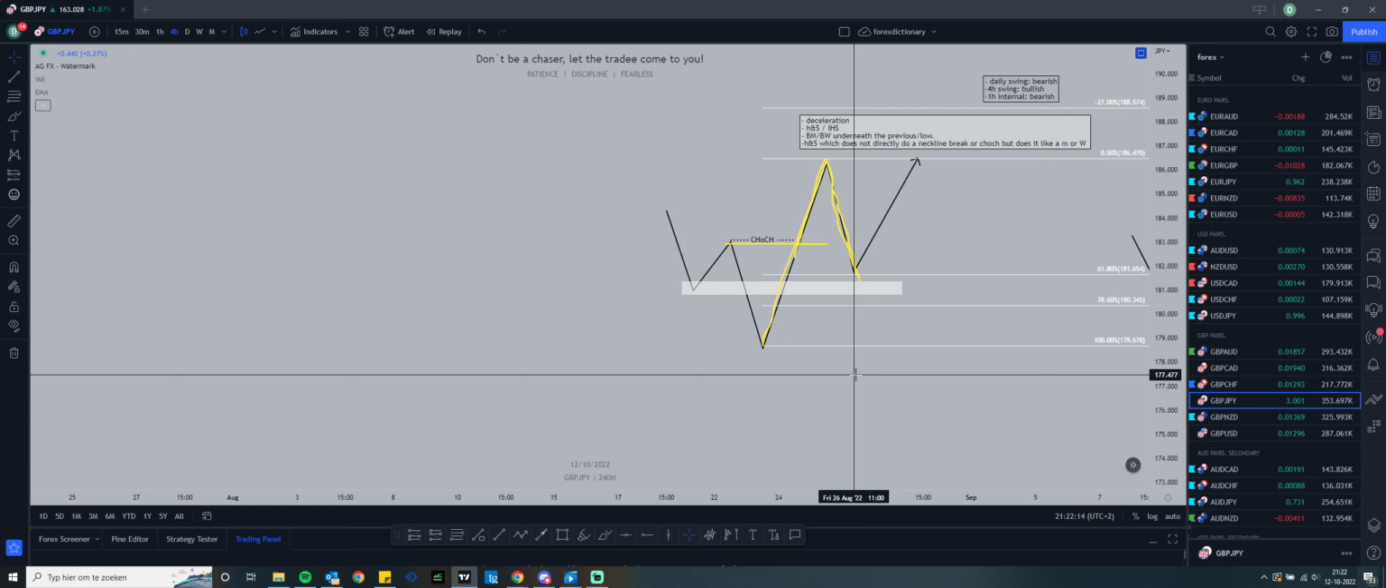I feel that the daily and the 4 hour is more solidified, so there's less noise. So what I found out is that the 1 hour trades play out quicker.